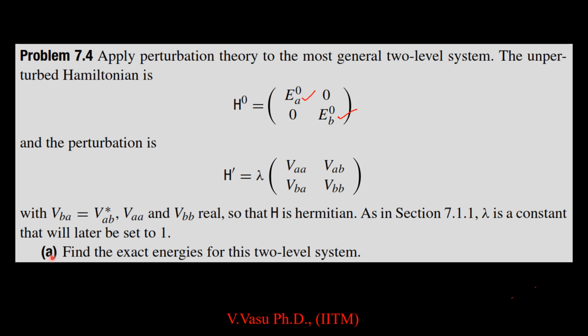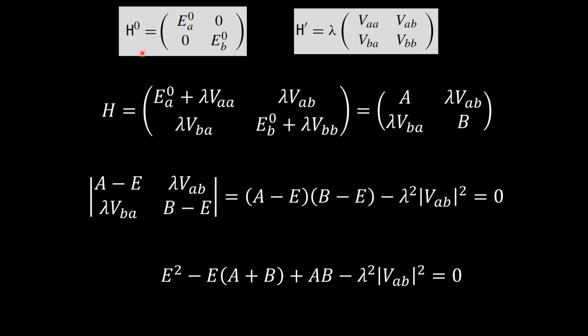Now part A is to find the exact energies of this two-level system. So first we are going to solve this one. As given in the problem, the unperturbed Hamiltonian is equal to E sub A 0, 0 and 0, E sub B 0. That is, these two are unperturbed energy states. And H prime is equal to lambda times VAA, VAB, VBA, VBB. Now the total Hamiltonian H is equal to the addition of both, the unperturbed Hamiltonian plus this perturbed Hamiltonian.